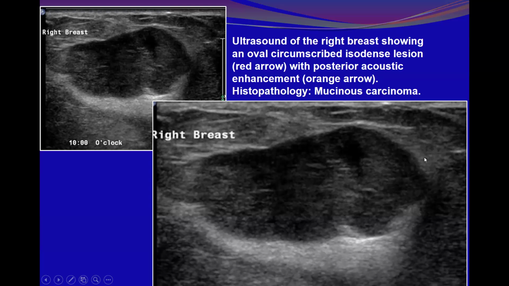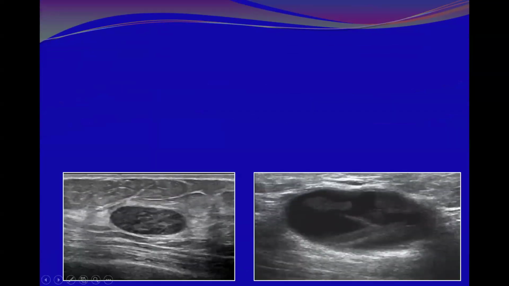You might see here, this is away from the posterior enhancement. There is some hyperechoic rind or rim, and this lesion was proven to be a mucinous carcinoma, from the literature. So we have to be cautious.